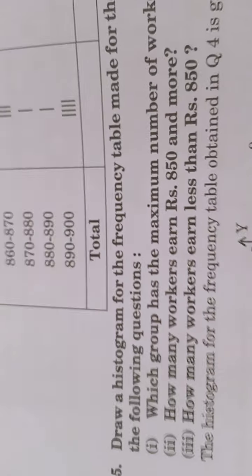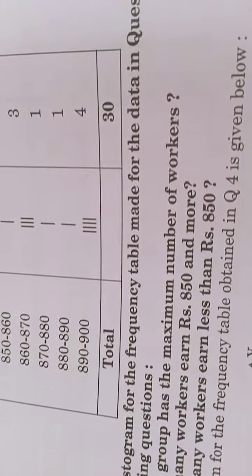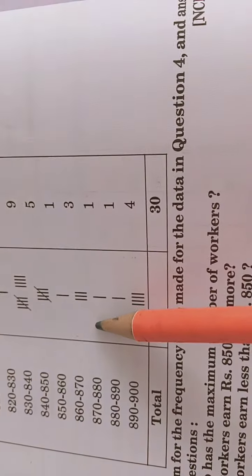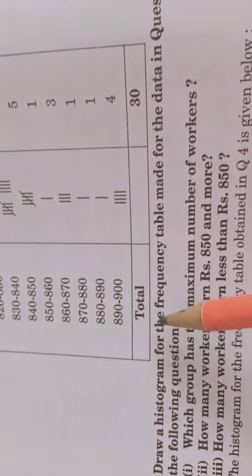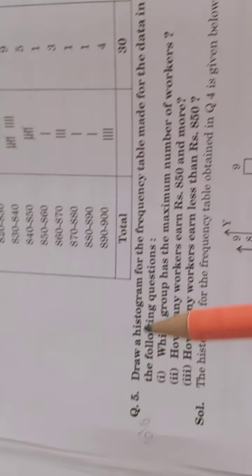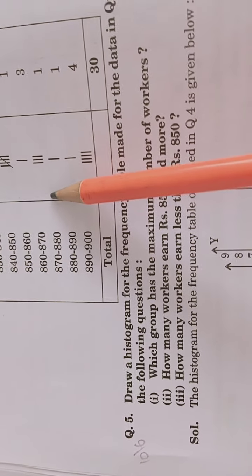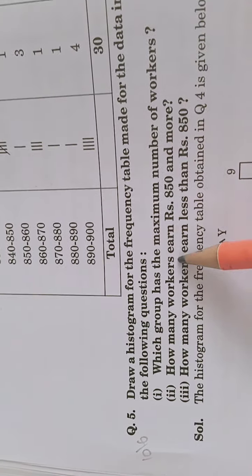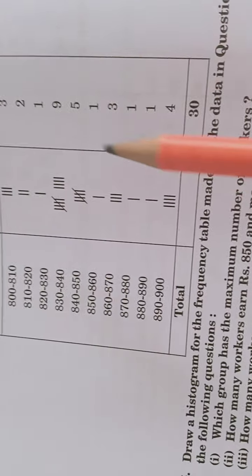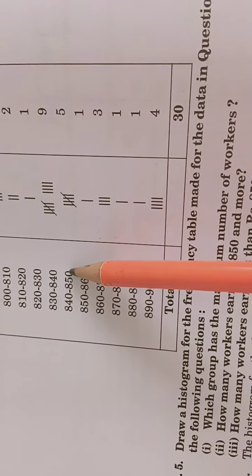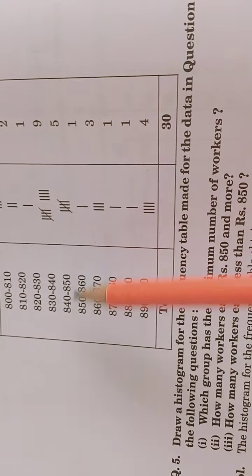Now see the next question. Draw the histogram for the frequency table made for the data in question number 4. Means whatever data we made in this question, using that we have to make the histogram, and answer the following questions. Which group has the maximum number of workers? See, the maximum number is 9. Then the group is 830 to 840. So the answer will be 830 to 840.